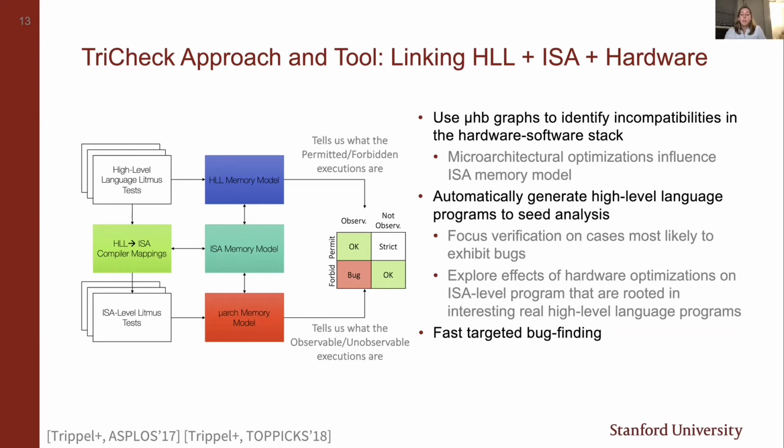To do this, we evaluated and developed a tool called TriCheck, which begins with a suite of automatically generated high-level language litmus test programs, where a litmus test program is a small parallel test program like the one you saw on the previous slide that is designed to localize verification to the places most likely to exhibit bugs. Then from this suite, TriCheck will generate a corresponding suite of assembly language litmus test programs and leverage μHB graphs to ensure that the high-level language correctness requirements are always preserved when the programs are compiled and run on the microarchitecture in question.